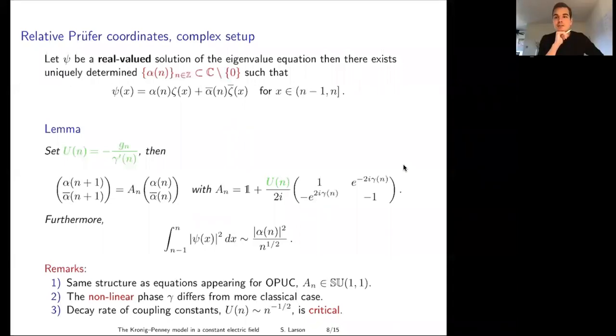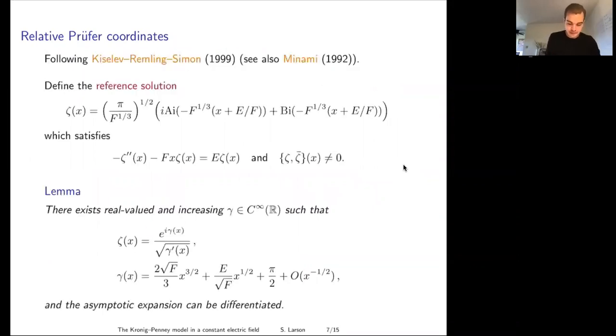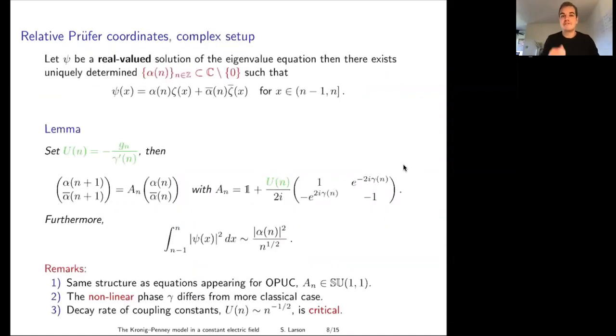Well, zeta decays like x to the 1/4. Ah, okay. I should have mentioned that. Thank you. It follows from this expression here. There's a square root of gamma prime here, but the Airy functions decay like x to the 1/4. So it follows from the decay of the zetas. Okay. Any more questions on this? If not, then let's carry on. Good question.